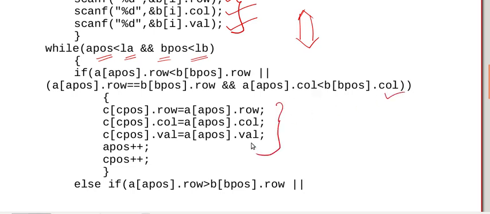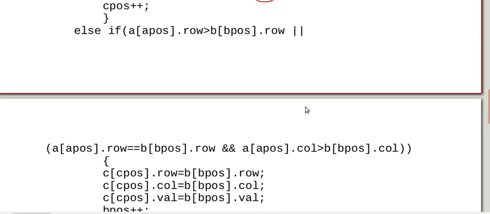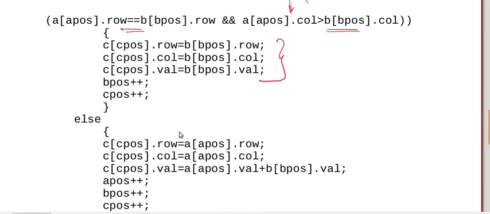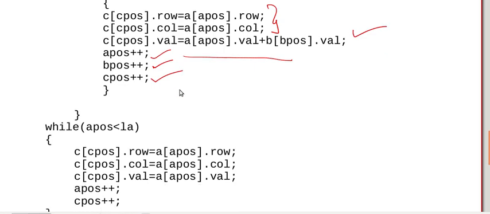The column count should be less. If so, I can copy the A value to the sum matrix, and else I need to check whether I need to copy from B. For that the condition is B of B pos dot row is either less than the A row value, otherwise if it is equal, the column of B is less than that of A. Then I can copy from B and also increment the position values, and else I need to copy from A as well as B, and I can find the value by summing both the value elements and incrementing A pos plus plus, B pos plus plus, C pos plus plus.